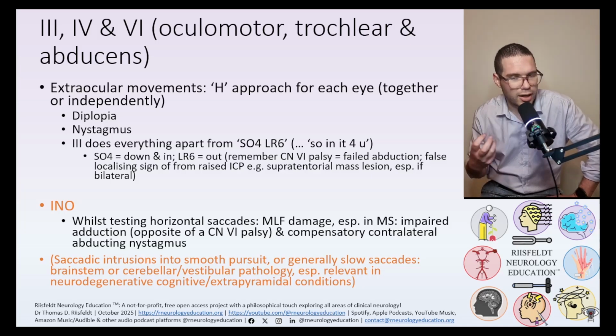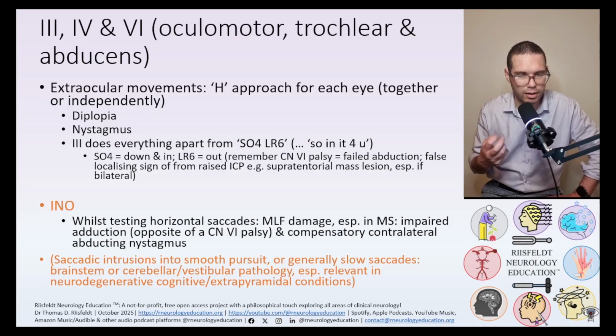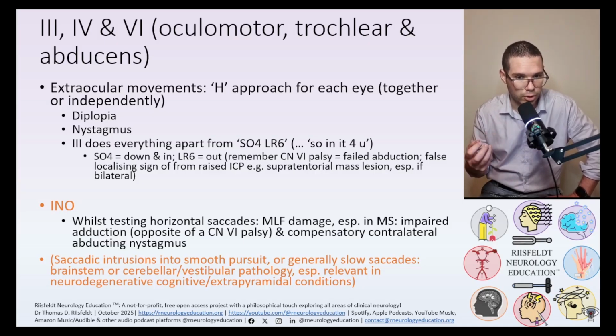And what are you actually assessing for? You're assessing for damage in the MLF, the medial longitudinal fasciculus. And this is a white matter tract which can notoriously be implicated in a demyelinating lesion in the context of multiple sclerosis. And what does an INO actually manifest with?